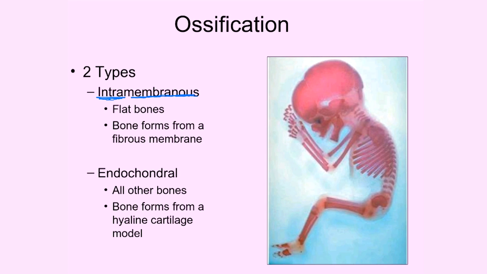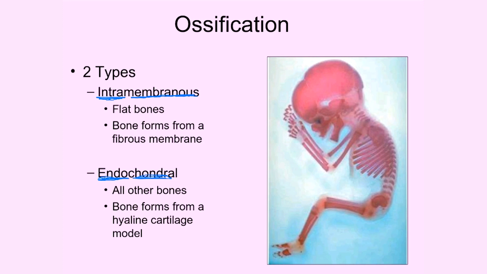The other type of ossification that we see happening in the body is what's known as endochondral ossification. So again, you can break down the name of this type of ossification to find out what basically is happening. Endochondral means that it's happening within the cartilage. So endo is within, chondral is a term that basically means cartilage. So endochondral ossification is bone formation that's happening from a hyaline cartilage model.